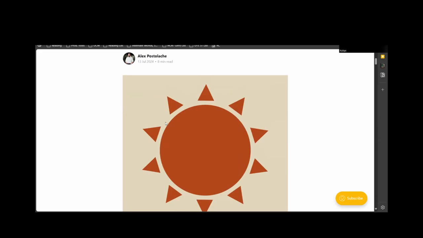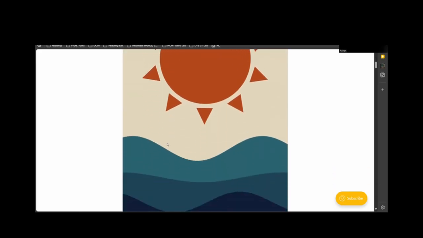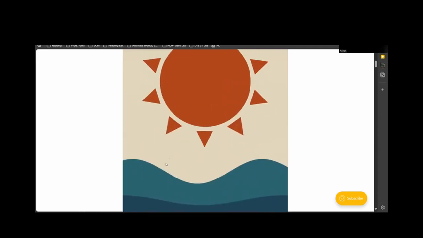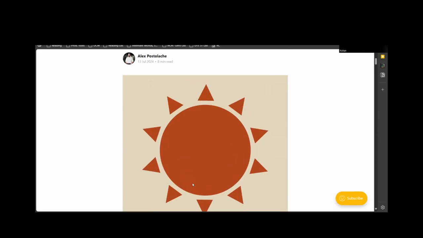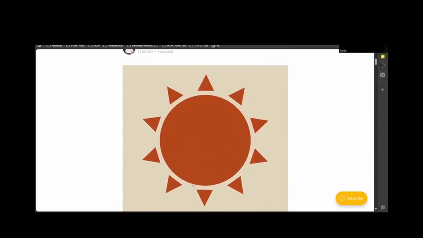And I know the whole image also includes the waves and all, but for this one, I'm going to ignore this part. Just try to draw this one only. Actually, it's a circle. It's a sun. That's what they're trying to make here. Okay, so let's do this.